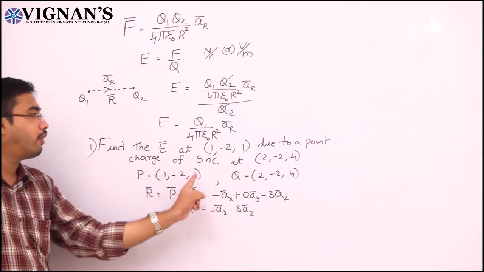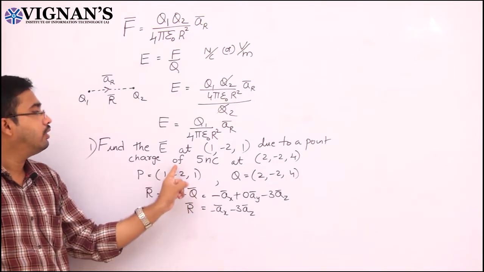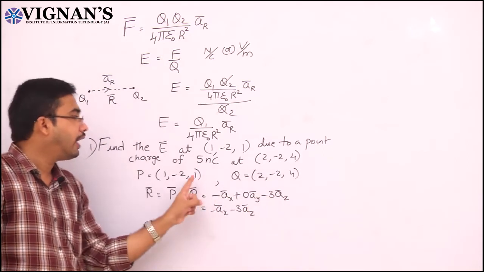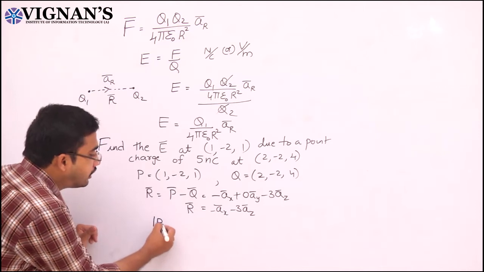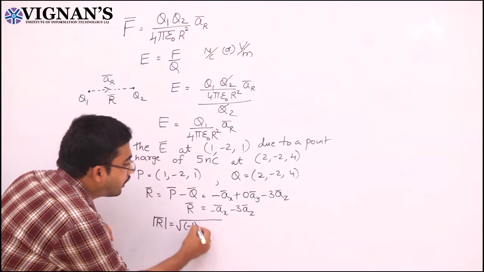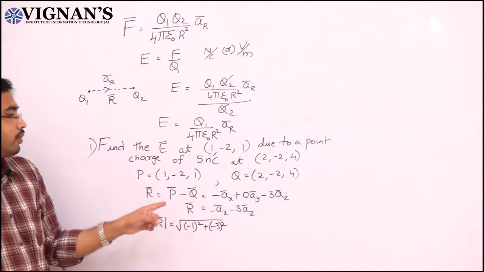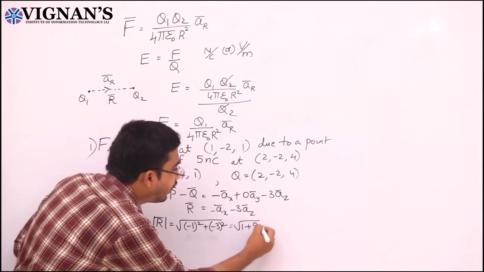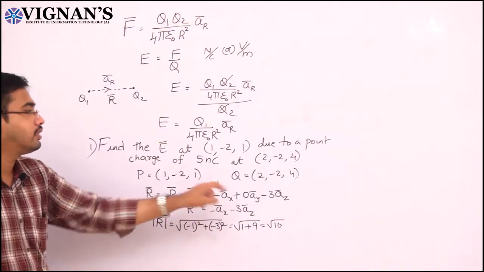Where P is this point and Q is this point. So 1 minus 2 is minus 1; minus of minus 2 means minus 2 plus 2, they will be cancelled, 0; and 1 minus 4 is minus 3. This is the distance vector. Let us find the magnitude for this. Mod r bar is equal to root over minus 1 square plus minus 3 square, that means root 1 plus 9, root 10. This is the magnitude of the distance vector.